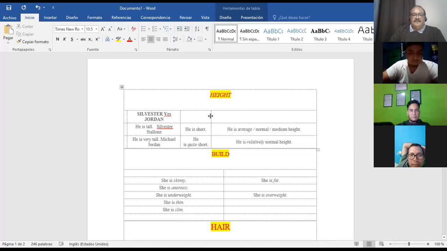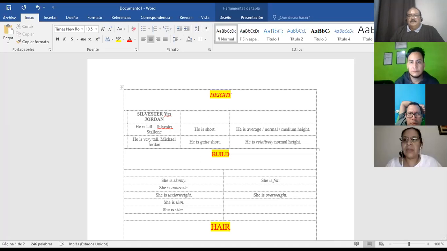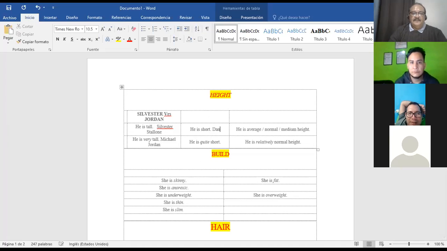Okay, what about someone who is short? Think about somebody that is short, but think about famous people, people that everybody knows. Danny DeVito. Okay, I was thinking about that one. You read my mind. Okay, let me check. For example, Danny DeVito. I think he's something like this, right? I'm not sure.